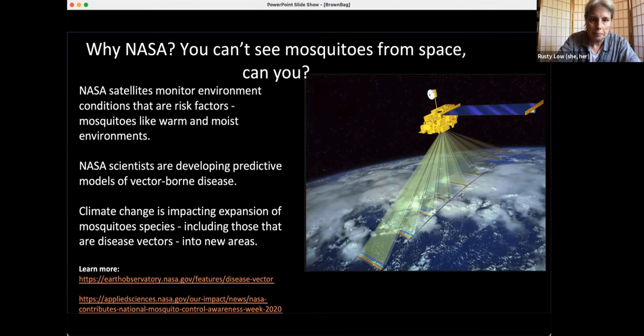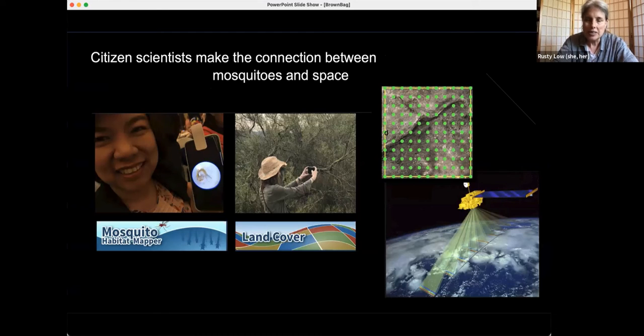All right, so on the next slide, this is the important thing that I want to say, is that citizen scientists, the GLOBE Observers that we're talking about, are making that connection between mosquitoes and space. Space provides us with those environmental parameters I already talked about, including land cover. And if you use these two tools, the Mosquito Habitat Mapper and the Land Cover tool, both on the GLOBE Observer platform, we will be able to provide data that complements the data that is obtained remotely using satellites.